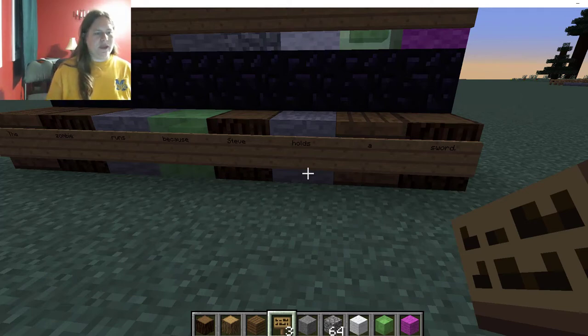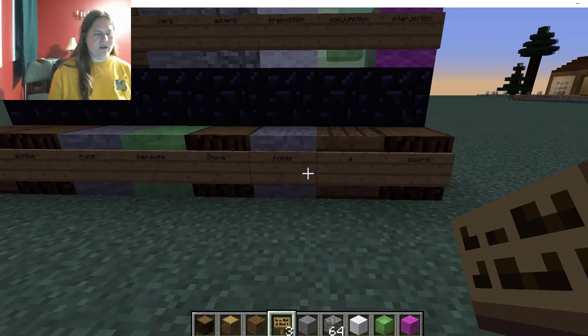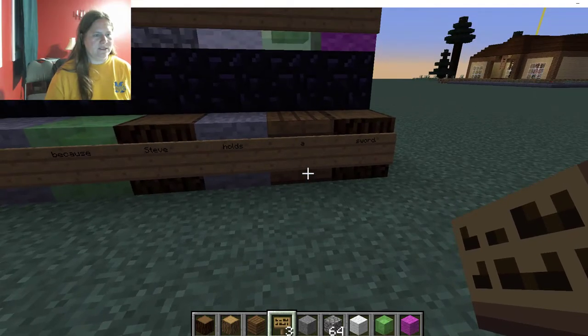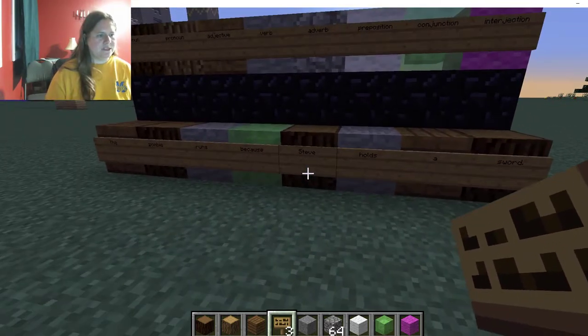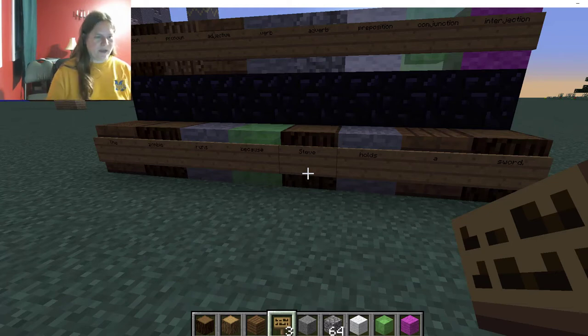And in that second clause, Steve holds a sword, you can see we have two nouns. Steve is a proper noun, a name, and the sword. And so Steve is the subject. He is holding the sword. And the sword is the object being held. So we are joining two clauses with a conjunction.